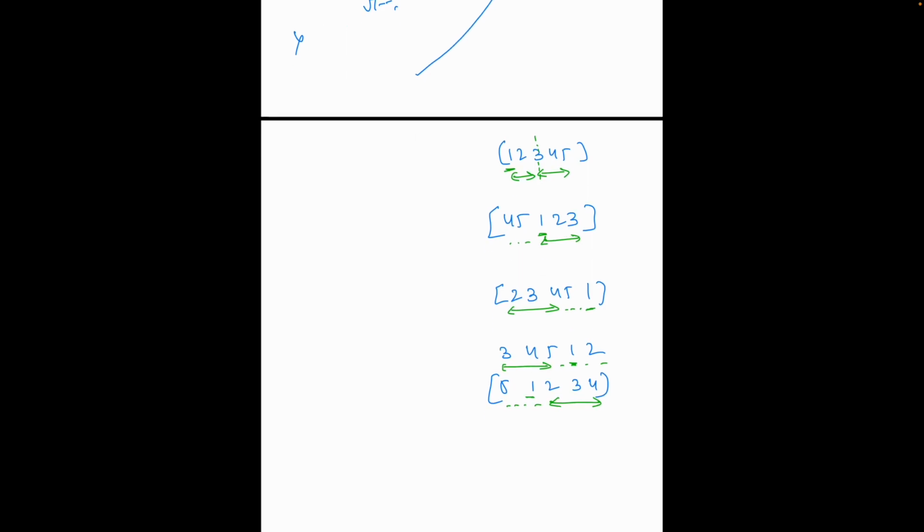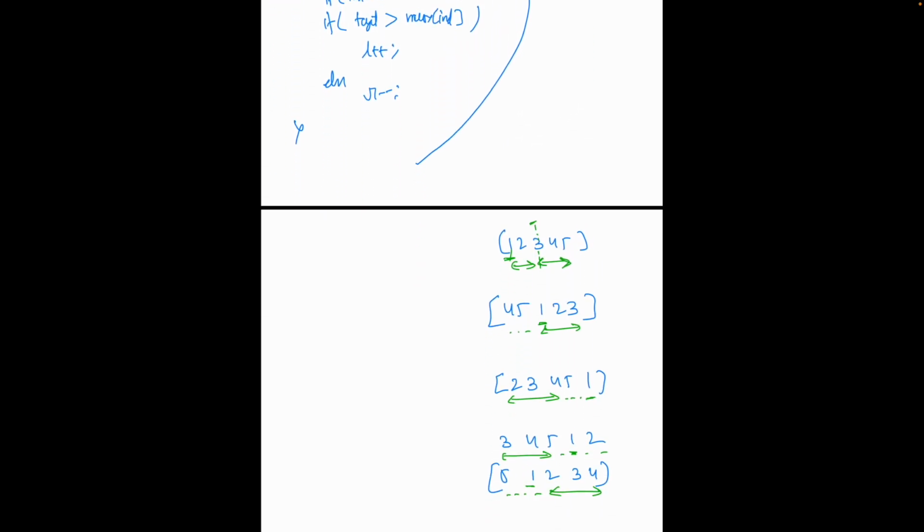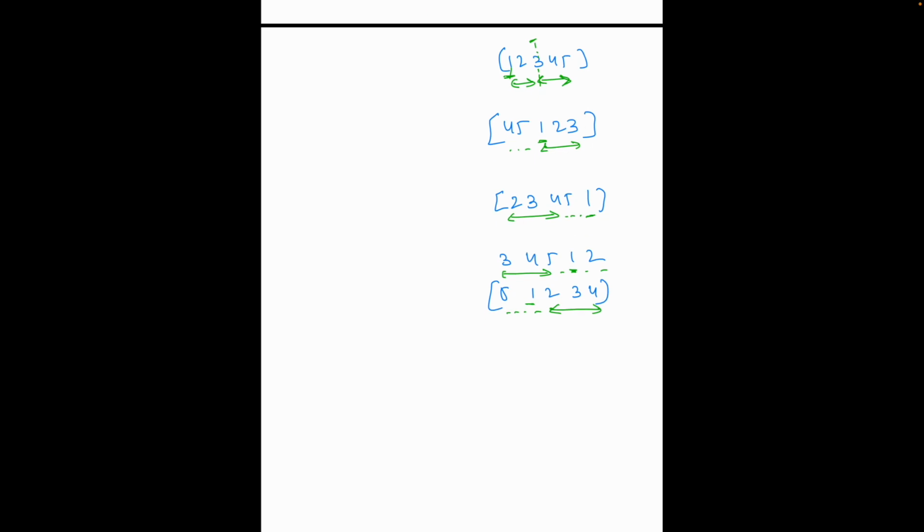So I'm thinking what we can do here is calculate the mid. At each iteration, we'll calculate the mid and see which one is sorted. Actually, we don't even need to do that. I'm trying to think. One, two, three, four, 5. Now we want the minimum.